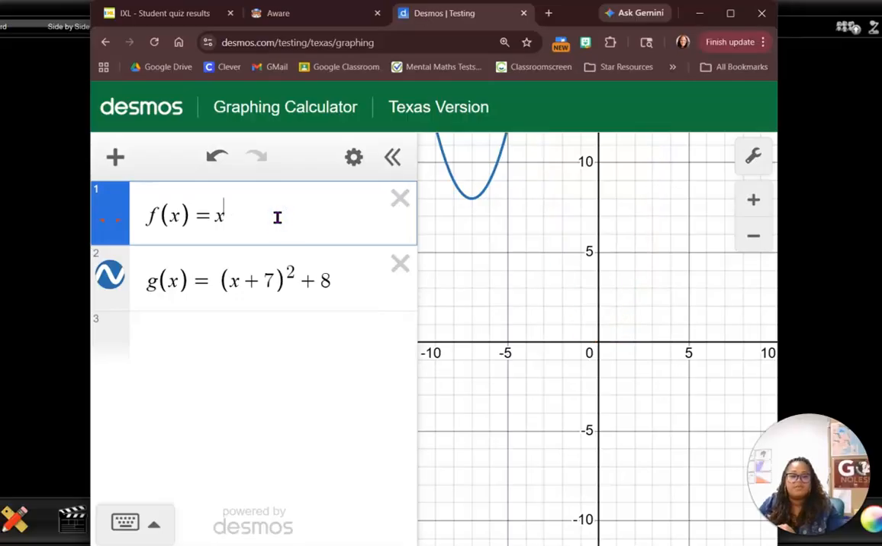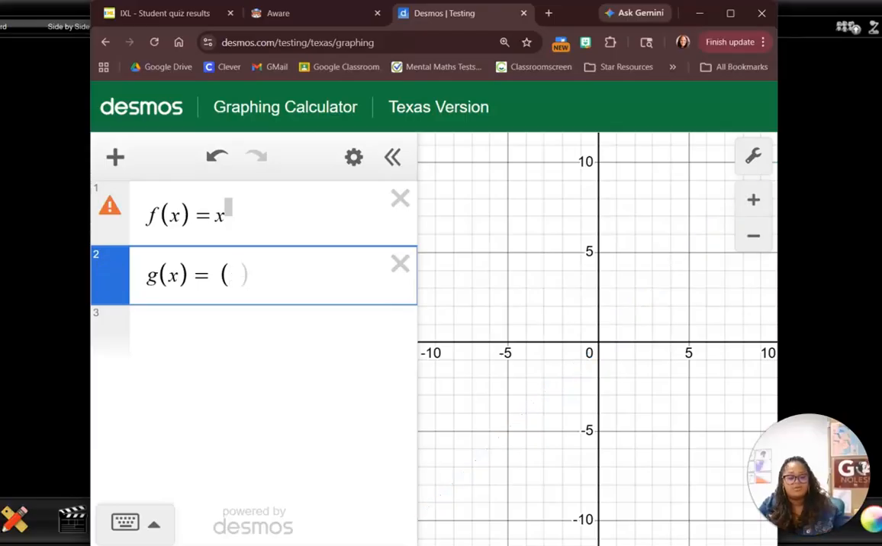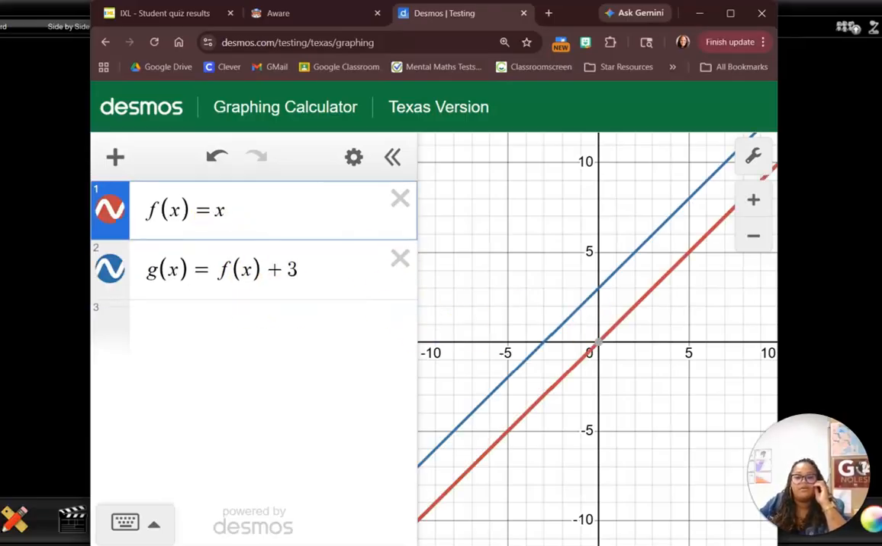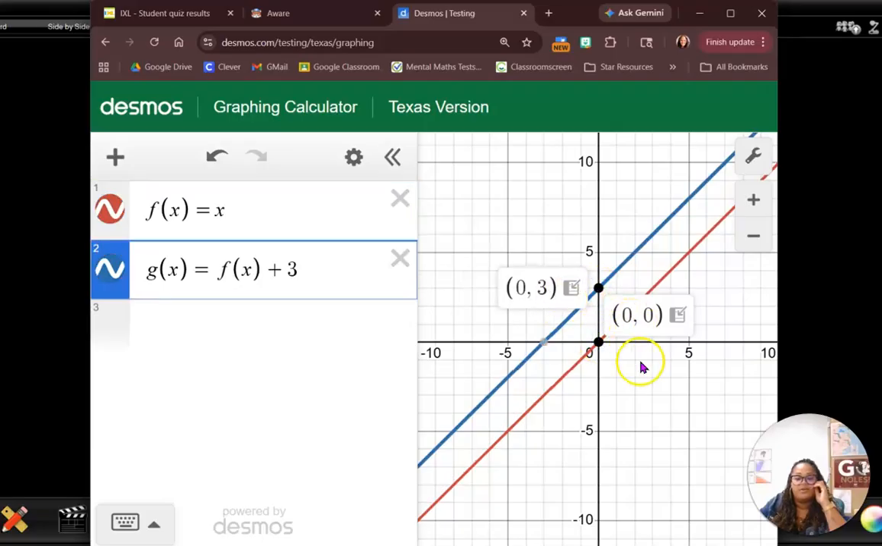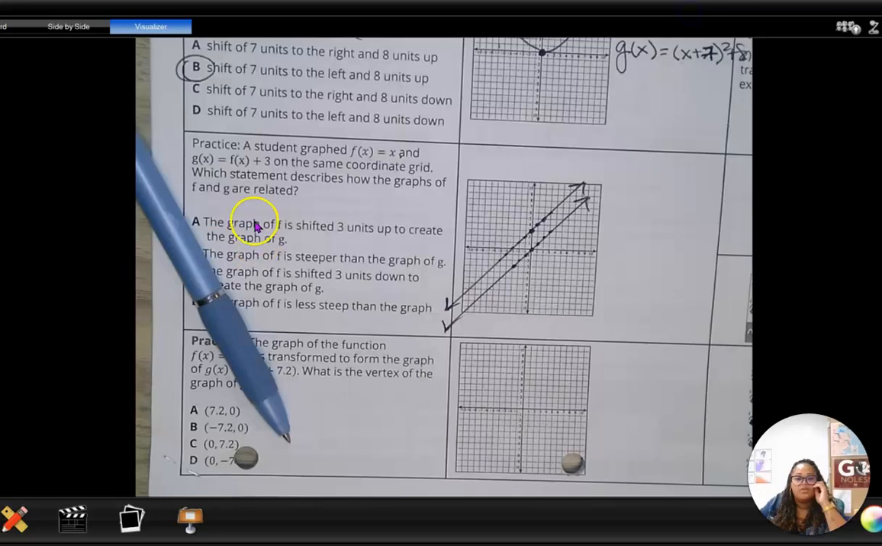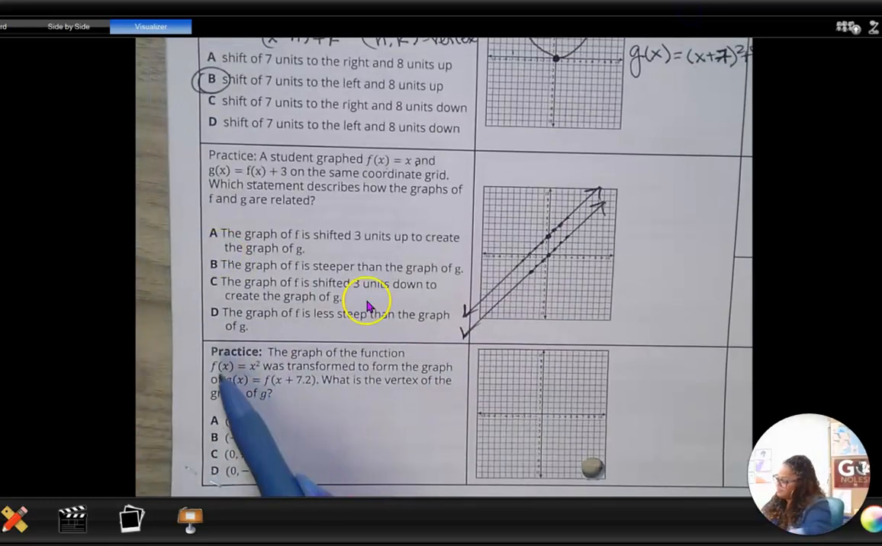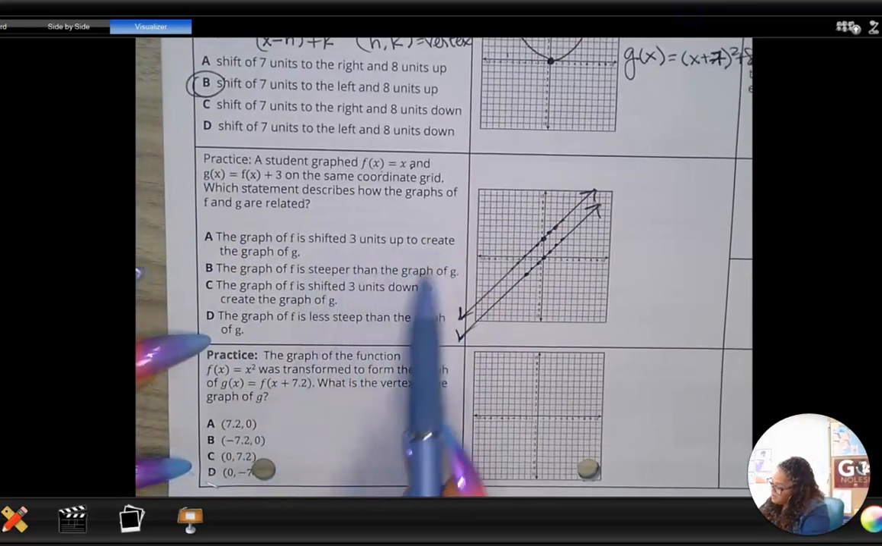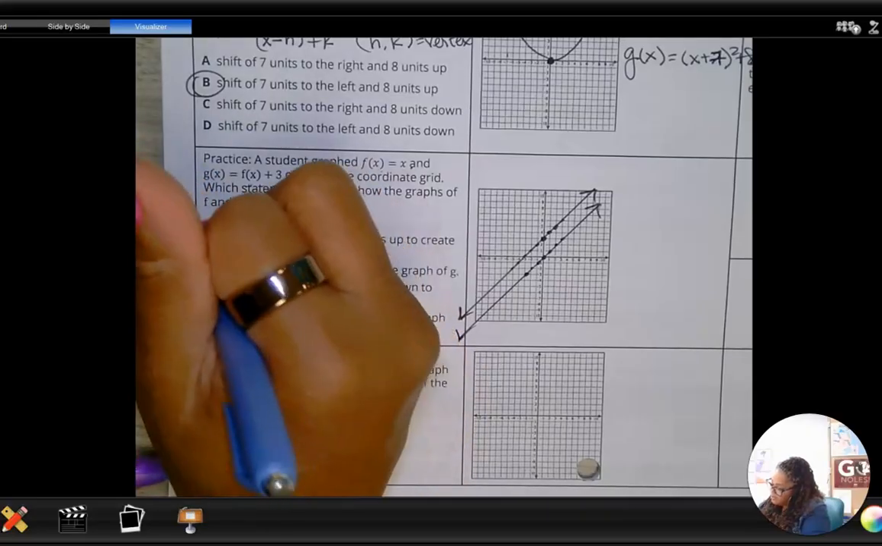In DESMOS, f of x equals x, and then this was g of x equals f of x plus 3. Oh, we gotta get rid of this. There we go. So there's f of x, and there's g of x that went up 3. So we're going to choose, shift it up 3 units. Shift it down? Nope, it's going to go up.